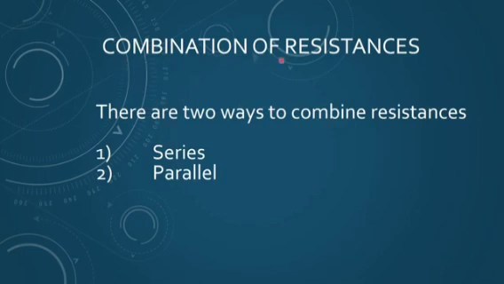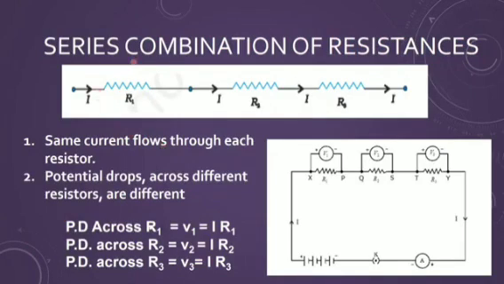So, combination of resistances: we can combine resistances. Of course, we may have carbon resistors, we may have wire-wound resistors. That is not any problem. Any type of resistors we may have, but we can combine them in series or in parallel. Two methods are there to combine the resistances, and that has found many applications, because if we know how to combine the resistances, then we can use them in different circuits as per the requirement. So first with you is the series combination of resistances.